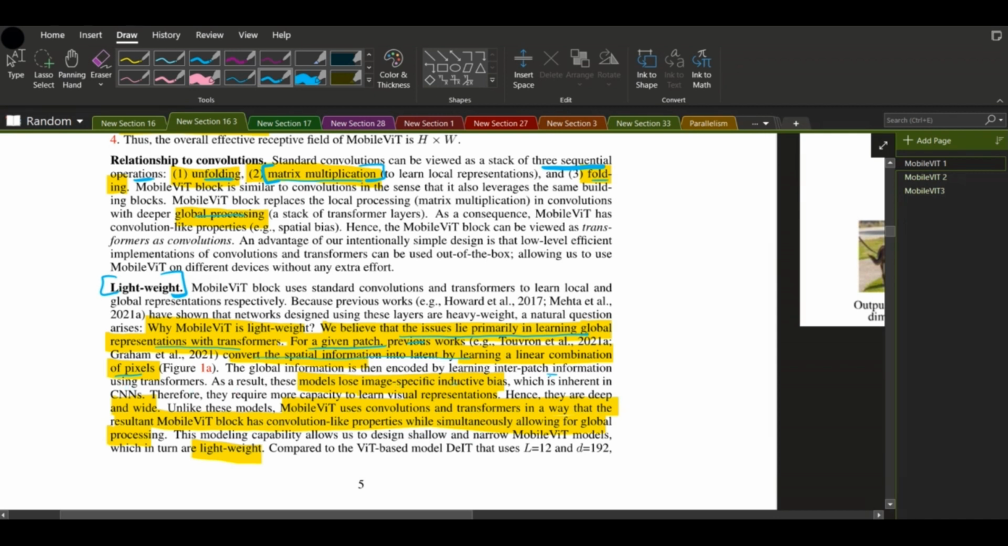As a result, these models lose image-specific inductive bias, which is inherent in CNN, and they end up having to learn more information. So they have to be trained for longer compared to CNN. I'm interpreting it this way: if you keep the CNN properties and that inductive bias, the model wouldn't be as data hungry. So you can build a very shallow, narrow network, whereas with models that lose inductive bias, you end up building deep models with massive numbers of parameters. I think that's what the author was trying to say here.